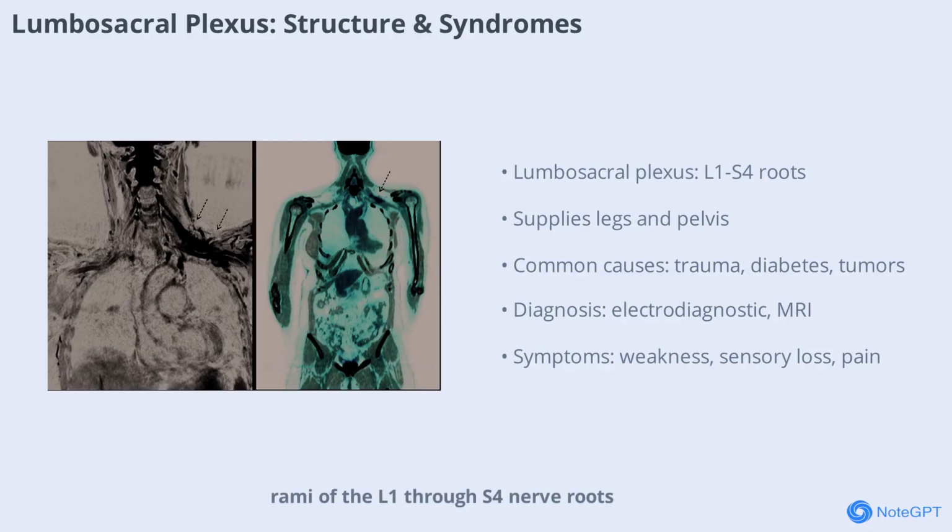Moving to the lower body, the lumbosacral plexus is formed by the anterior rami of the L1 through S4 nerve roots. It supplies the legs and pelvic structures and is divided into upper lumbar and lower lumbosacral plexuses. While less complex than the brachial plexus, it is equally vital. Disorders here can result from trauma, tumors, diabetes, or inflammatory conditions.